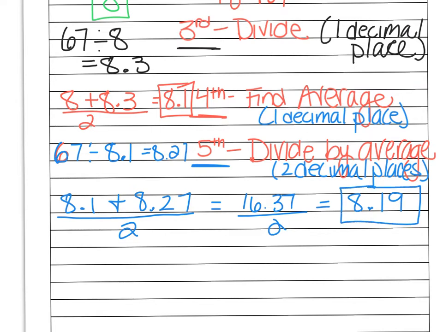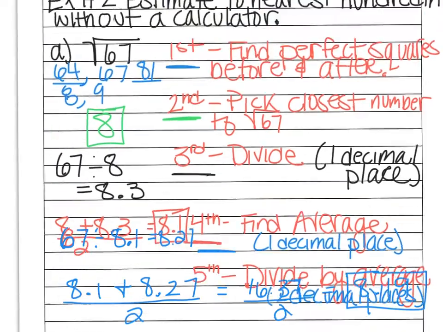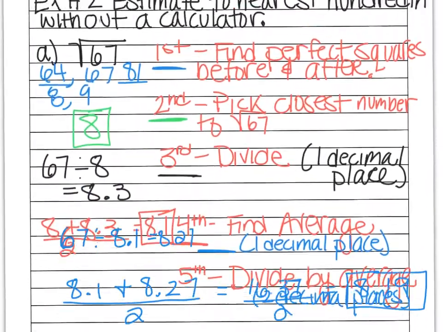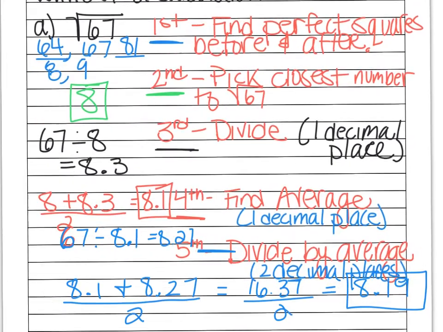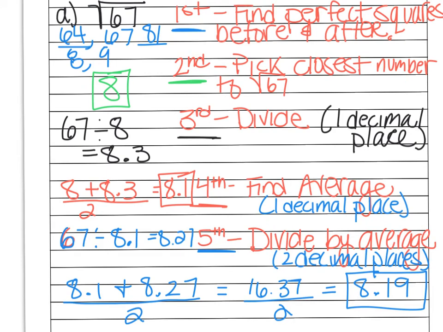So again, I know that was a lot, so let me walk you through that one more time. It says to estimate to the nearest hundredth without a calculator. Our first step is to find the numbers that come before and after 67. The perfect squares 64 and 81 come before and after 67, so their square roots are 8 and 9. You want to pick the closest number to 67, which is 64. So 8 times 8 is 64, and we're looking at the 8.